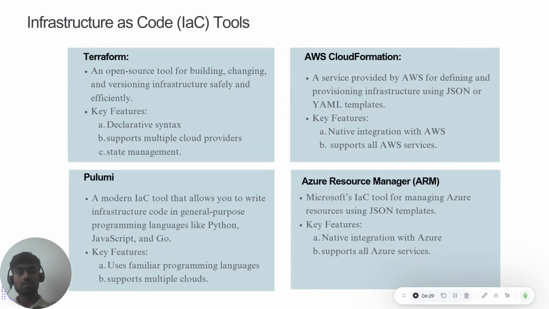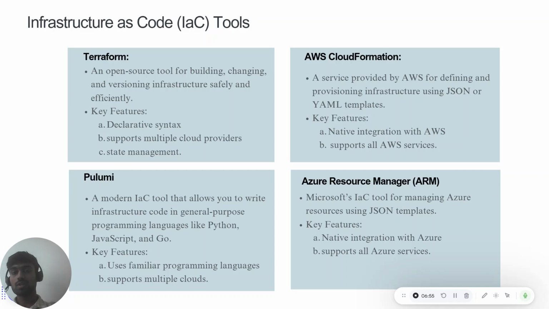Then these are all infrastructure as code tools. Like then there is Terraform. It is an open source tool for building, changing and versioning infrastructure safely and efficiently. There are some key features of Terraform, like it has declarative syntax to use. Then it supports multiple cloud providers, which is a good thing among all these tools. Then it supports state management.